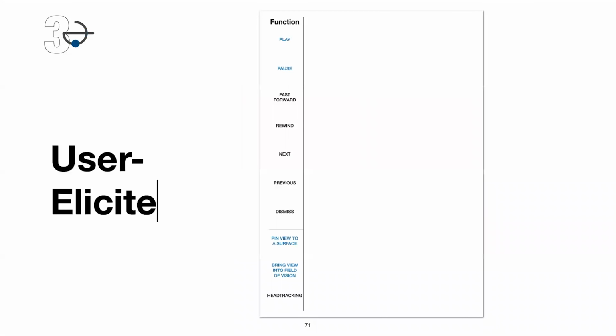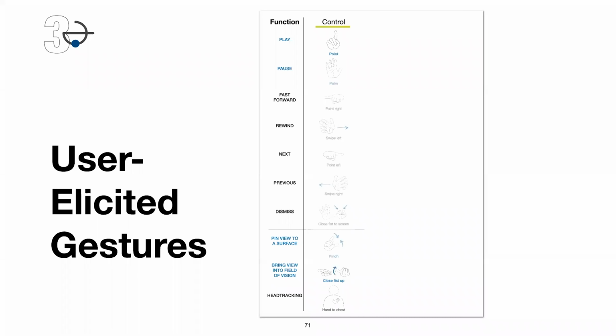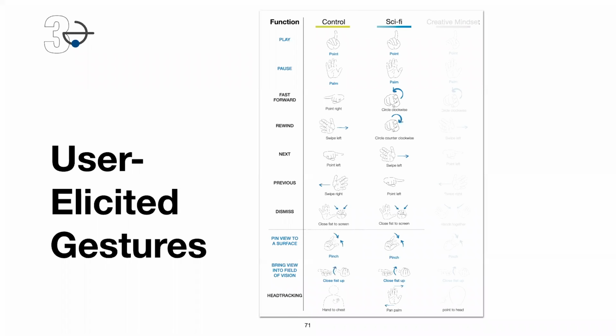Moving on to the third step, I created 3 sets of user elicited gestures, one coming from the control, one from the sci-fi, and one from the creative mindset. There was some overlap. For example, play, pause, and pin a view to a surface and bring the view into the field of vision all had the same exact gesture as the gesture with the highest consensus from my participants, which was a little bit surprising.